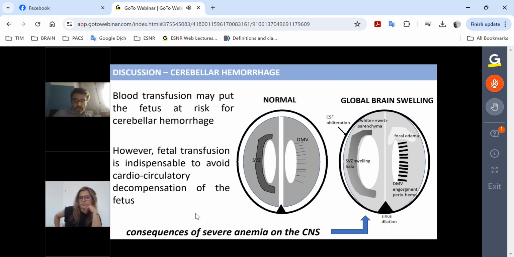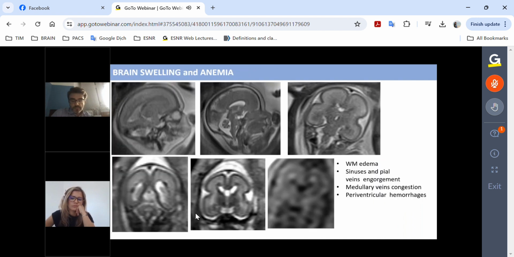So with engorgement of vein, engorgement, sinus dilation, and the parenchyma of the cerebrum becomes white, and you can see on the next images a fetus which is not treated and has a lot of edema. You can see the subarachnoid spaces are very narrow, the brain faces the inner scalp. You can also see in the lower row some hemorrhaging along the ventricles, because these are congested veins that go into rupture, so we can have hemorrhages. So it's necessary to treat severe anemia because you will otherwise undergo these kinds of consequences.